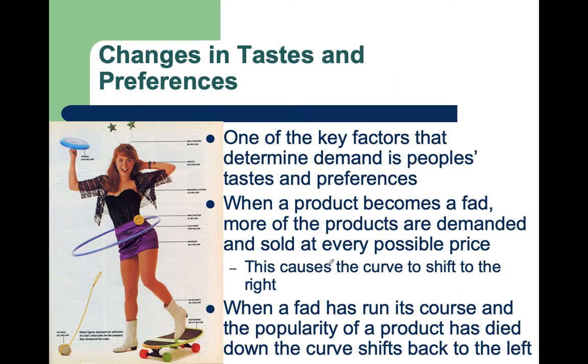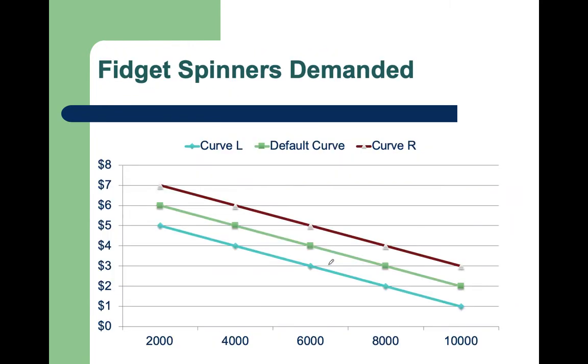Next determinant of demand is changes in tastes and preferences. So basically when an item becomes a fad, something that people want. So one recent fad that we saw is fidget spinners. So if you think back a couple years ago, fidget spinners were all the rage, right? Everybody needed a fidget spinner. So let's say that prior to them becoming a fad, when fidget spinners first came out, we were selling them for $4 a piece, and we sold 6,000 a month or whatever.